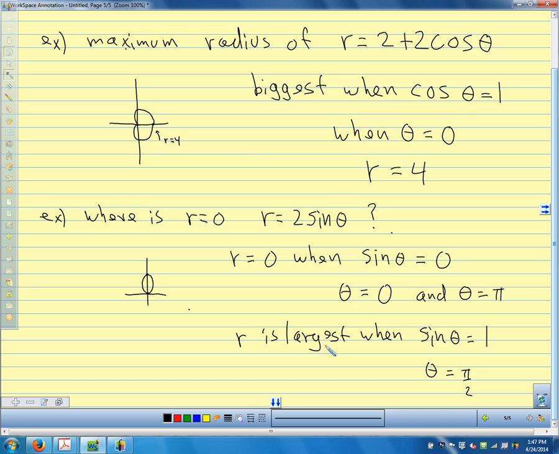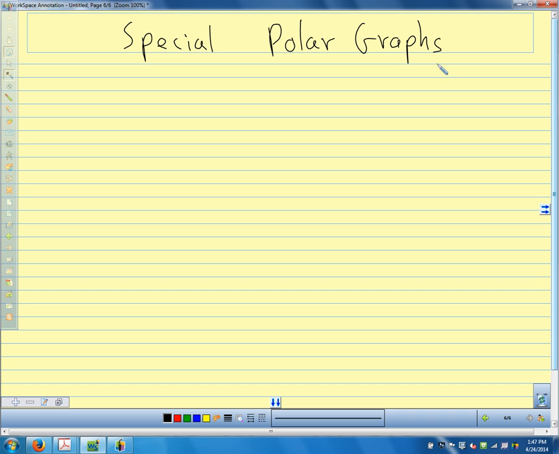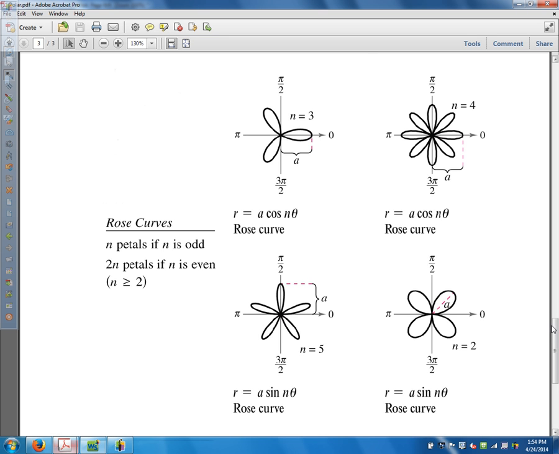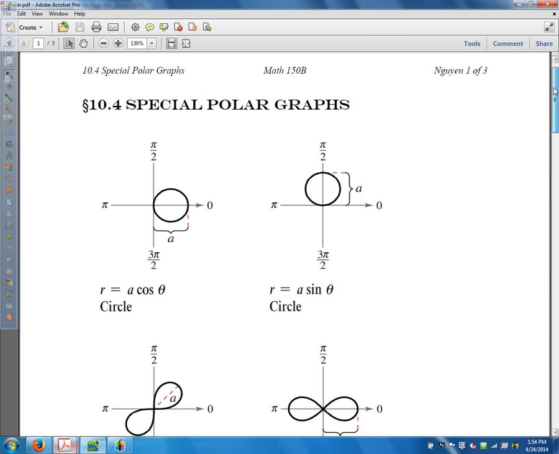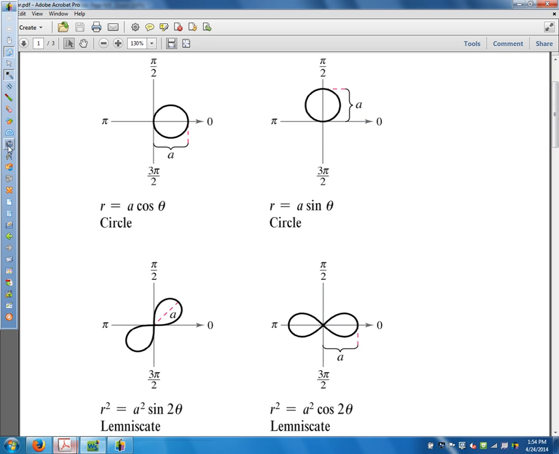Okay, let's talk about some special polar graphs. And then we'll use our calculator. These are in your book. I'll put the pictures up here. You will also find pictures of these in your book on page 667. Let me grab the first set here. The first set are circles and lemniscates.